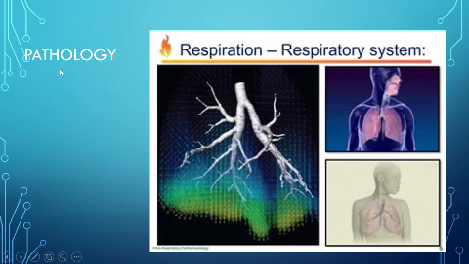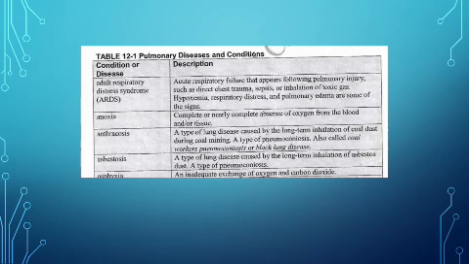Coming to the pathology of the pulmonology, respiratory system. Pathology, pulmonary diseases. Pathology is nothing but the diseases which we get from the respiratory system. So ARDS, I think all of you are aware of ARDS. What do you mean by ARDS? Adult respiratory distress syndrome. This is acute respiratory failure that appears following pulmonary injury such as direct chest trauma, sepsis or inhalation of toxic gas.